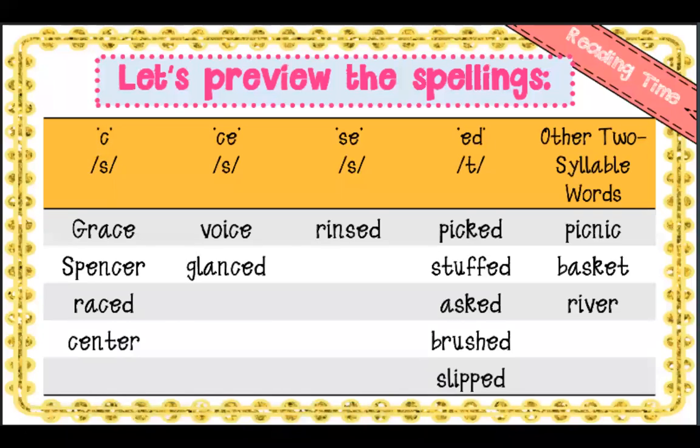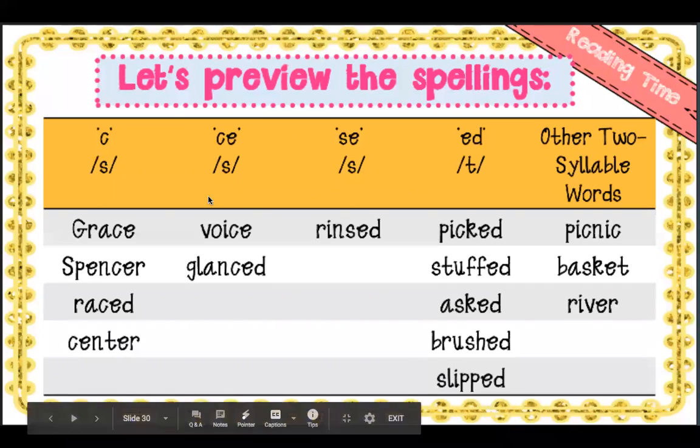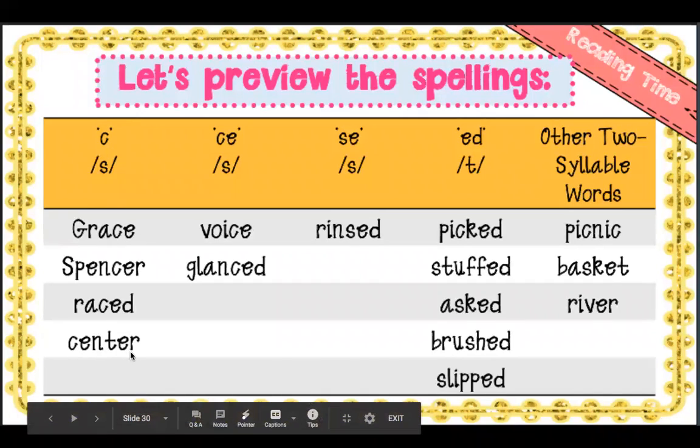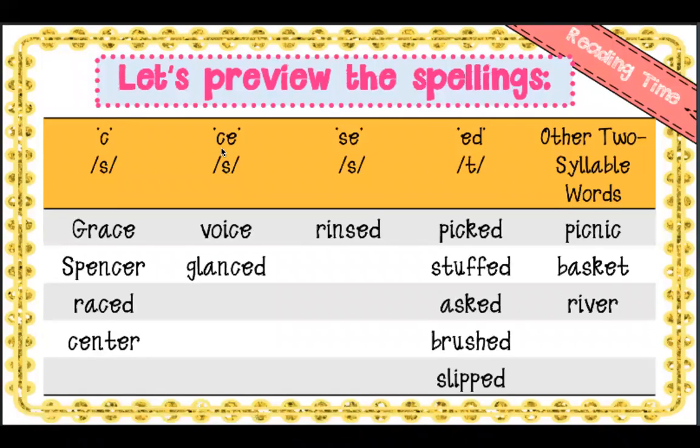So let's review some sounds that we have gone over this year. The first sound is made by this letter C. So we know C has multiple sounds, but in this case, we are going to be looking at the C making the s sound. So here are some words that you might see with the sound spelled with the C. We have Grace, Spencer, raced, and center. Another way to spell the sound is with the letters C and E together. So here's an example. Voice, you have the C and the E making the sound, and the last one is glanced.